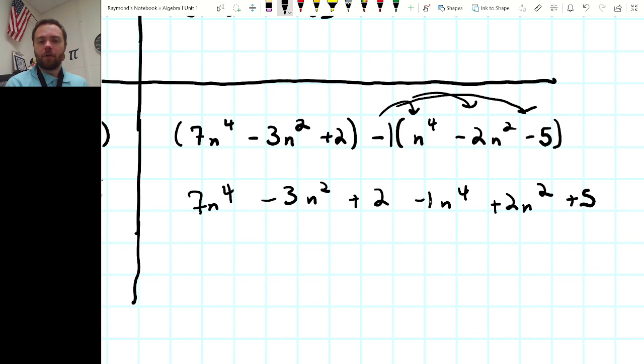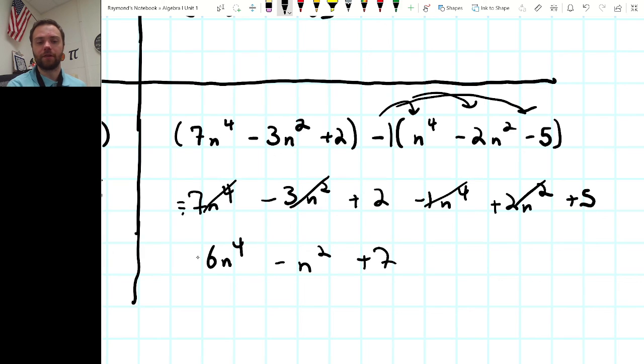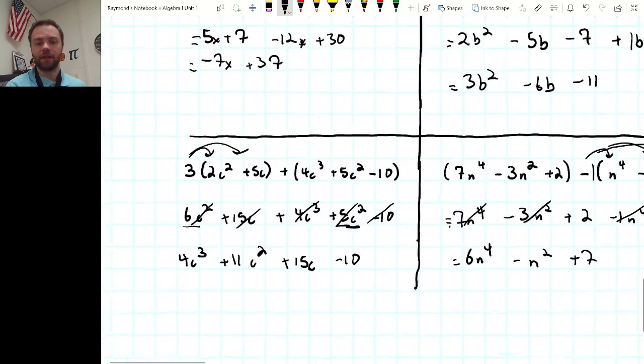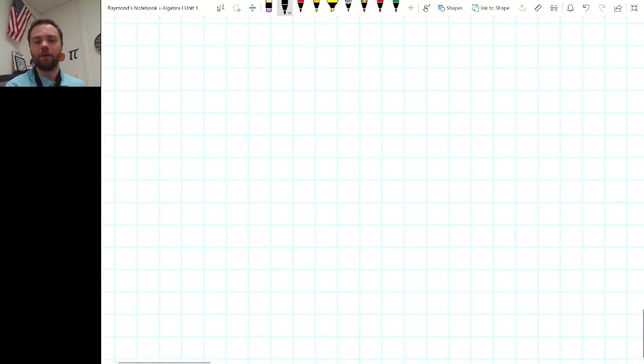So I've got 7n to the 4th minus 1n to the 4th, which is 6n to the 4th. So I'm done with those. And then there's no cube term, so I'm going to go to square terms. So negative 3n squared plus 2n squared. 2 minus 3 is negative 1n squared, or just negative n squared, so I can write that. Probably better practice to just write negative n squared. And then 2 plus 5 is 7, and we're done. So that's equal to the last line, and that's equal to the last line. And same thing here. So really that is it. That is adding and subtracting polynomials.